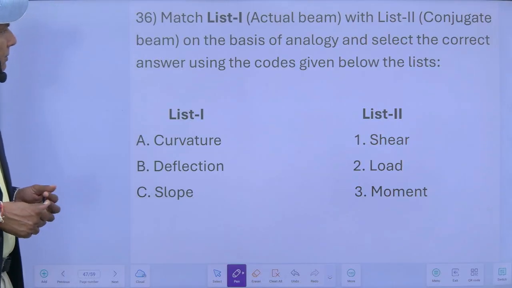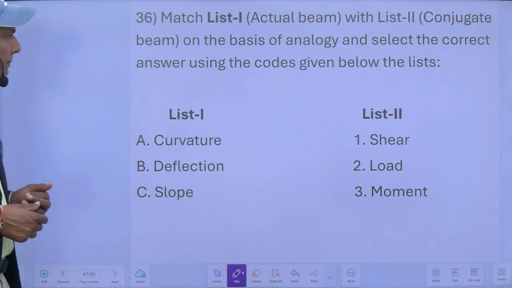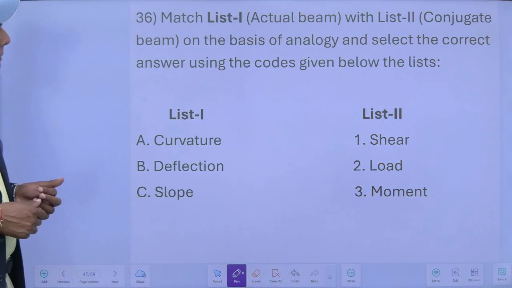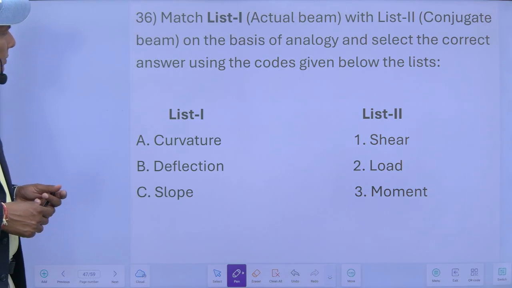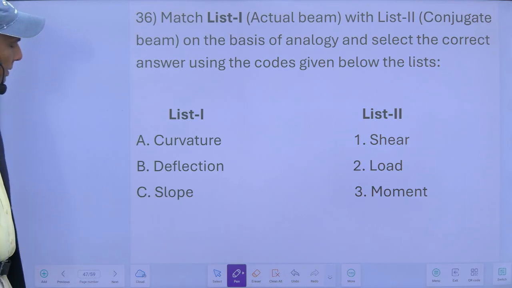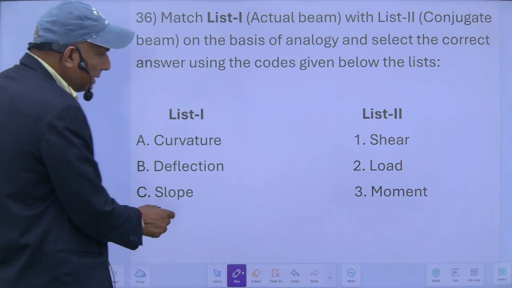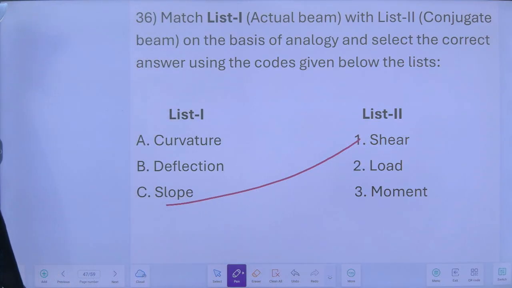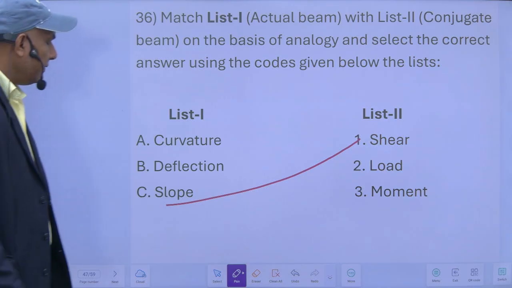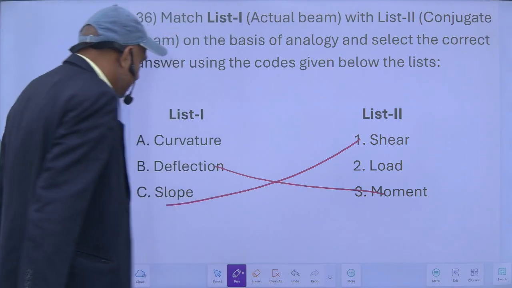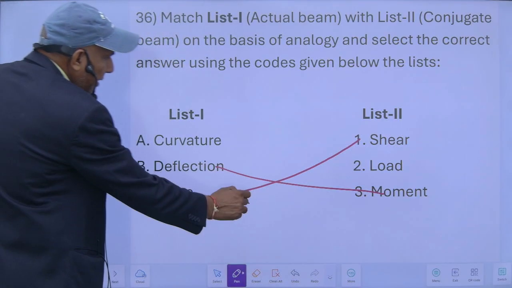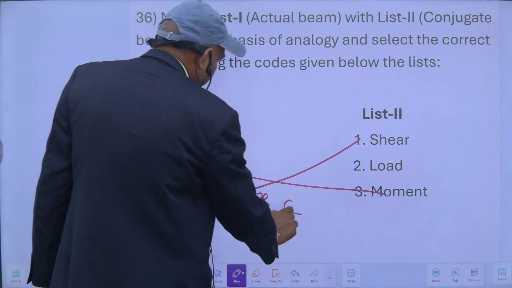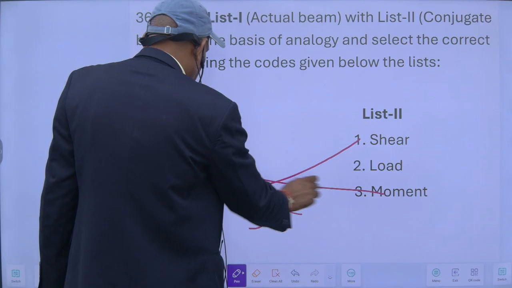Match List 1, actual beam, and List 2, conjugate beam, on the basis of analogy, and select the correct answer using the codes given below. Slope of the real beam is equal to shear force of the conjugate beam. The deflection of the real beam is equal to moment of the conjugate beam. So B3 and C1.